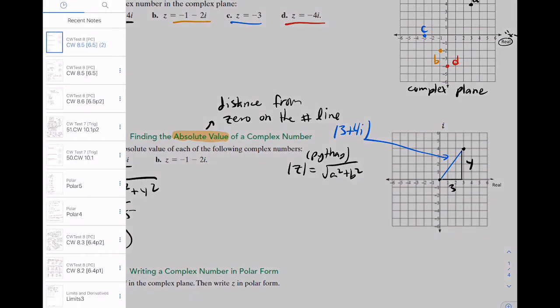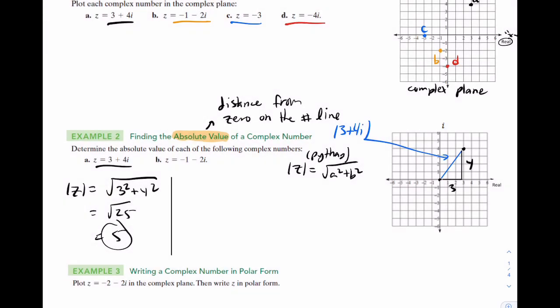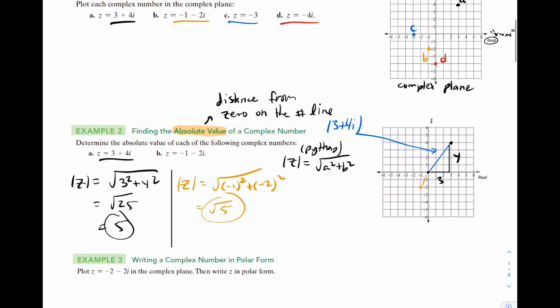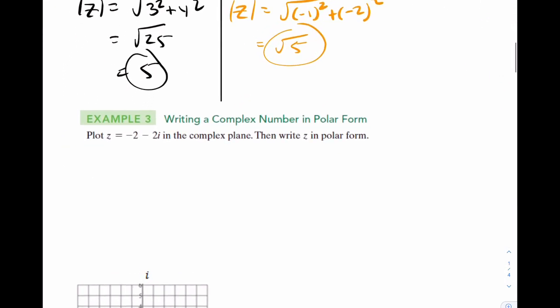So for b, -1 minus 2i, for this one, we're looking for how long that leg is right there. So let's just do it. The absolute value of z, we'll just do the root of -1 squared plus -2 squared. That's going to be the square root of 5. And there we have it. Absolute value done.